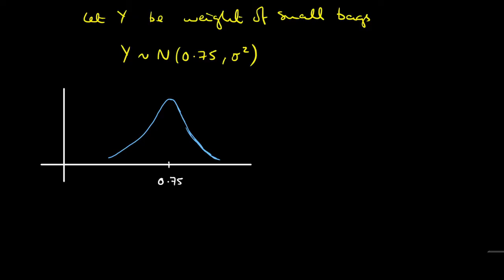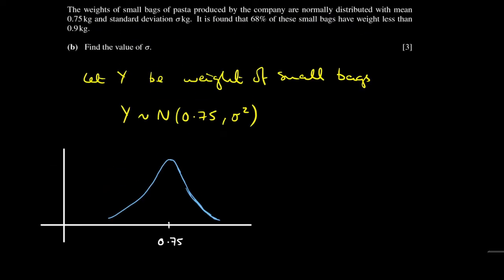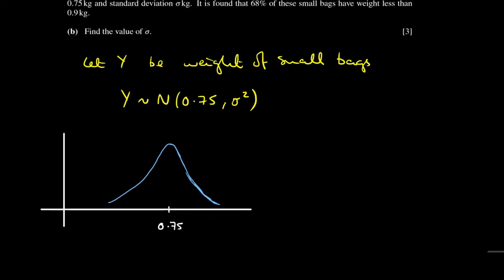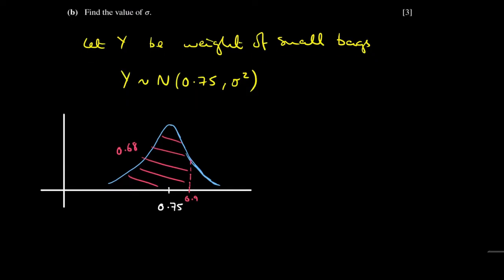And what we're told is that 68% of these small bags are less than 0.9 kilograms. So let's put 0.9 here. Basically, what we're being told is that 68% of the data is within that region. So 0.68. Well, the way to do this is to consider the equivalent value in the Z distribution.